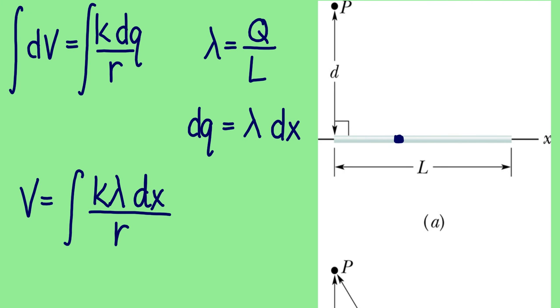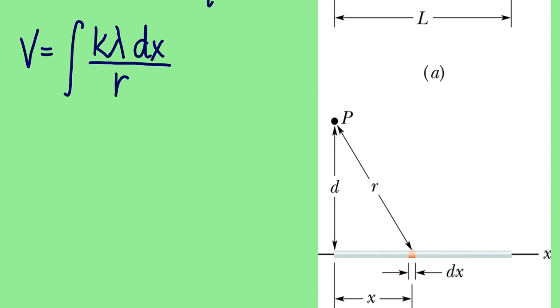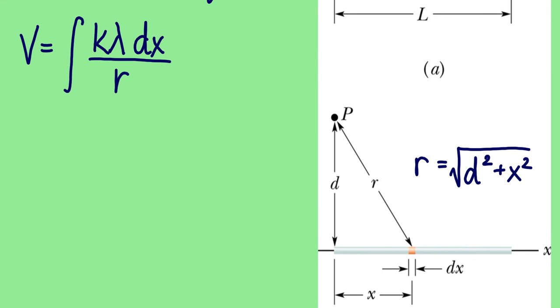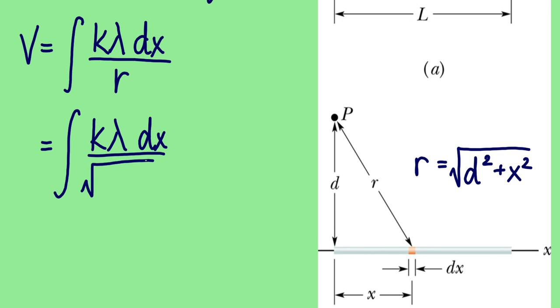Now I know that r is going to vary as I choose different pieces of charge, and the variable that I have here is x. And so that means I want to get r in terms of x. Taking a look at my diagram here, I see that I can express r in terms of d and x, because r would be equal to the square root of d squared plus x squared, making use of the Pythagorean theorem. So I'll plug that into my expression here: k lambda dx divided by the square root of d squared plus x squared.